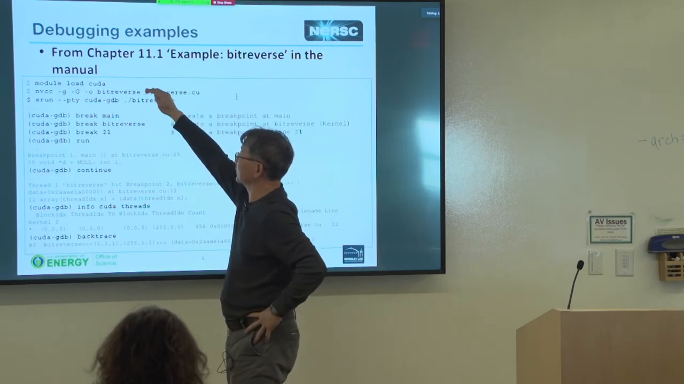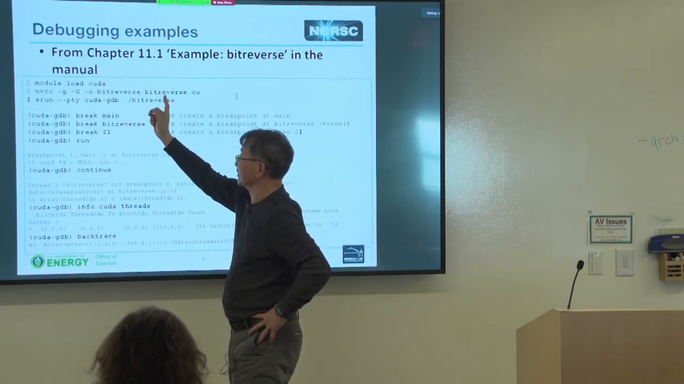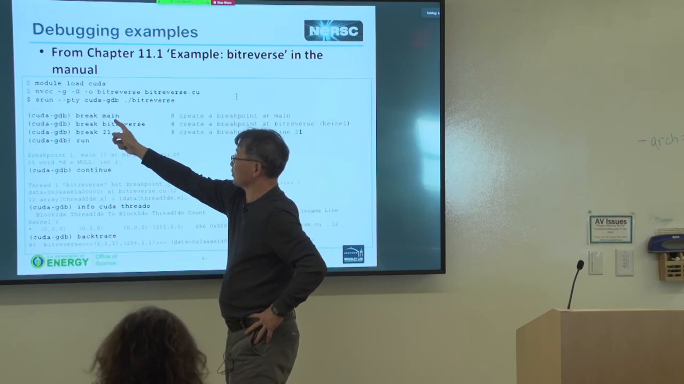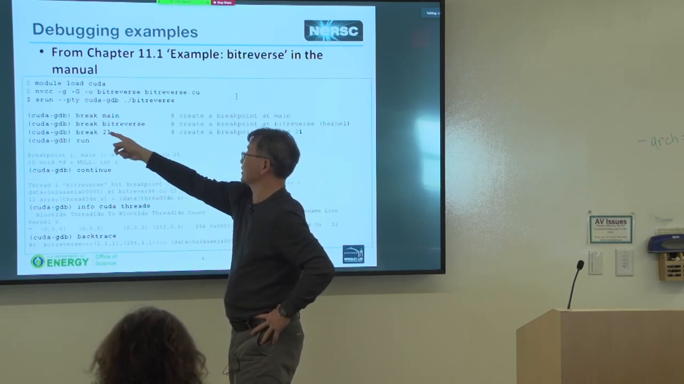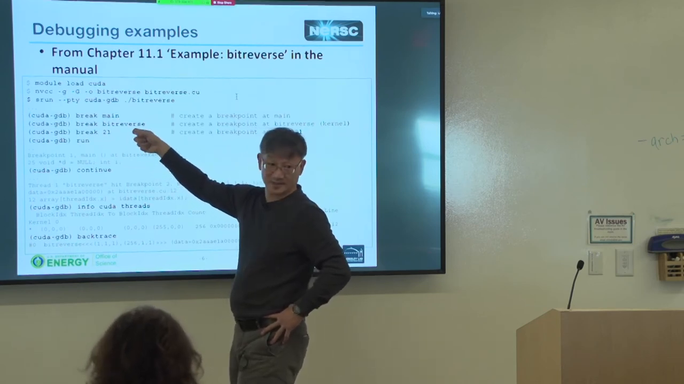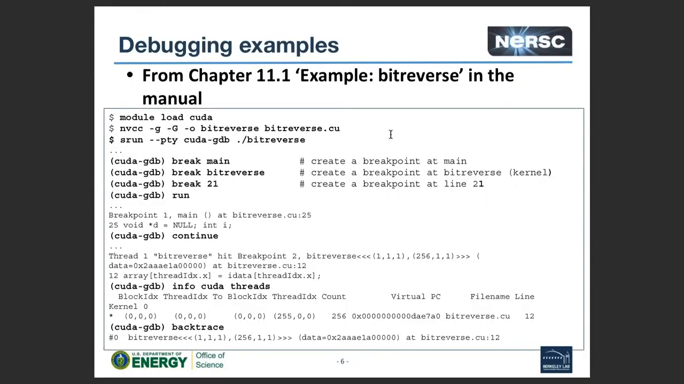So module load CUDA, build it, run it, and set a breakpoint in the main function, and set a breakpoint in the kernel. The kernel name is bit reverse here. You can set the breakpoint at line 21 and run it, and it'll stop at the first breakpoint here. Then you can examine certain things, and then you can continue.